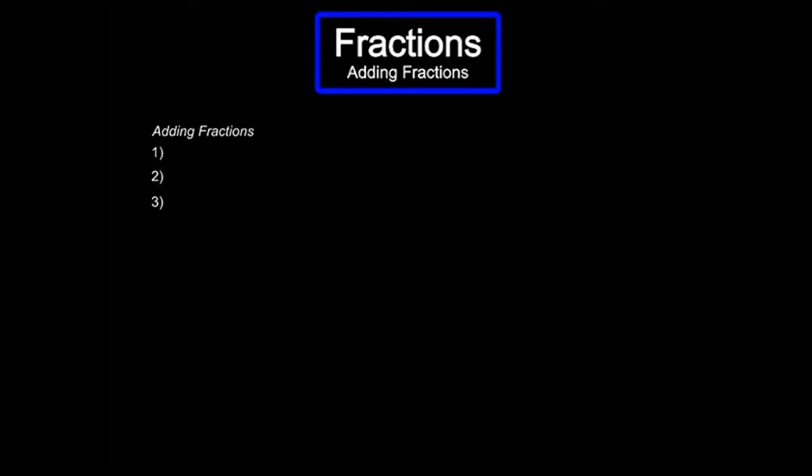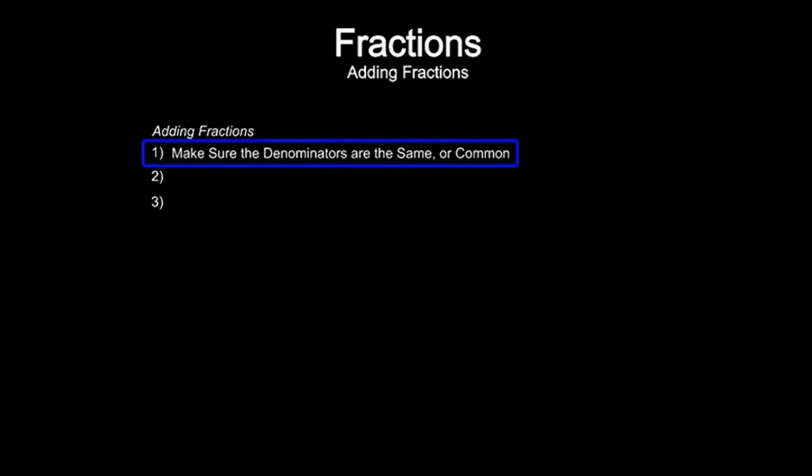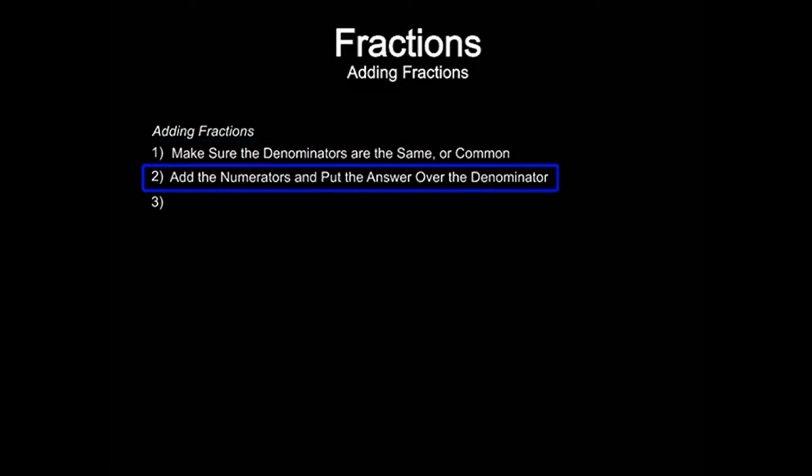There are 3 simple steps to adding fractions. First, make sure the fractions have common denominators. This means that their denominators are the same. Then add the numerators and put the answer over the original denominator. Simplify if needed.